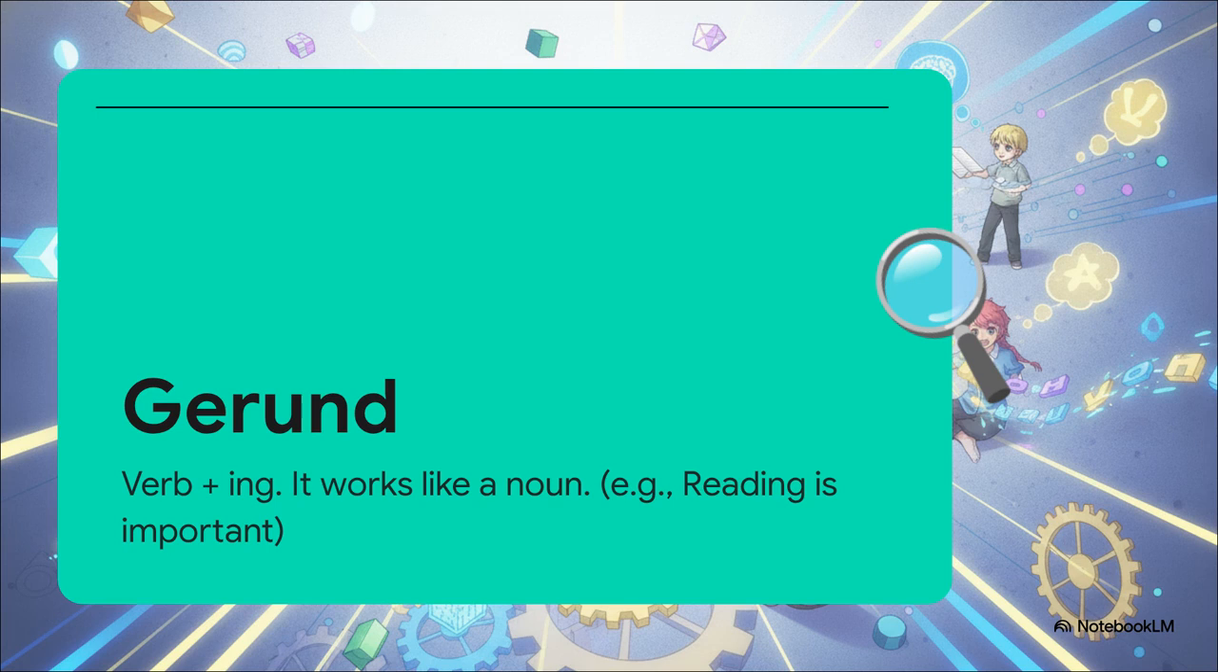Okay, but what if you want to take an action and talk about the concept of it? We can actually freeze an action in time and turn it into a thing using a gerund. By taking a verb and adding ing, you effectively transform that verb into a noun. For example, the action of reading becomes a thing itself. Reading is important. It's a fascinating mechanical trick that allows verbs to operate as the actual subject of your sentence.